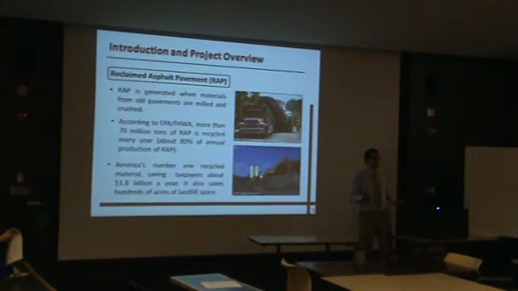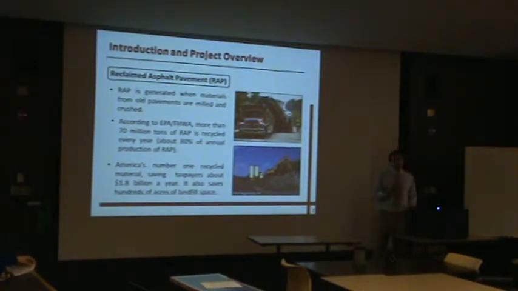What is RAP? RAP is reclaimed asphalt paving, recycled asphalt. RAP is generated when they mine old pavement, and then they move the RAP to landfills. According to EPA and FHWA, more than 70 million tons of RAP is recycled every year, about 80%, which makes it the number one material recycled in the US. And it saves about $1.8 billion every year and hundreds of acres of landfills.